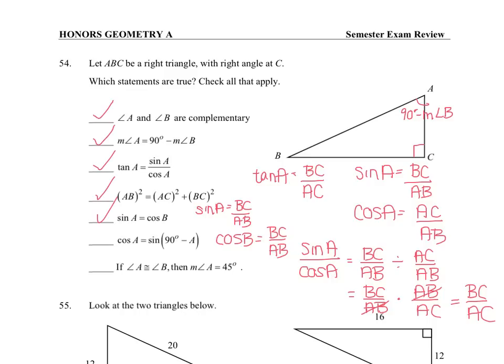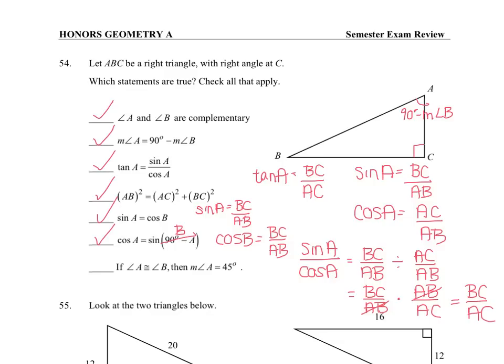Next we have cosine of A equals sine of 90 degrees minus A. Well, 90 degrees minus angle A is going to be angle B. So cosine of A equals sine of B. Like we said above with sine A equals cosine B, cosine of A is going to equal the sine of B, so that must be true.